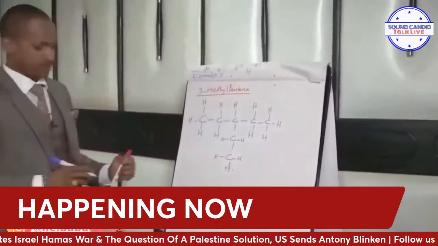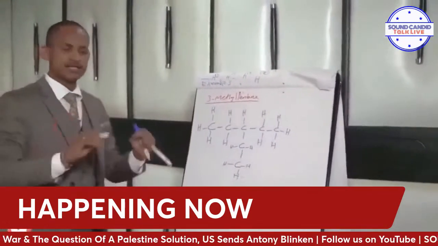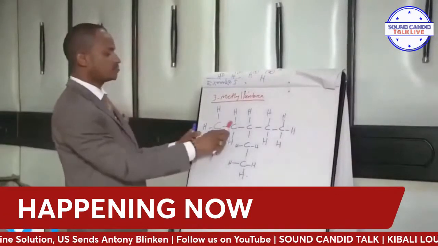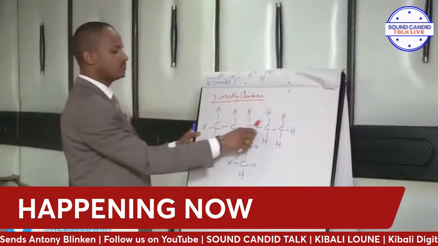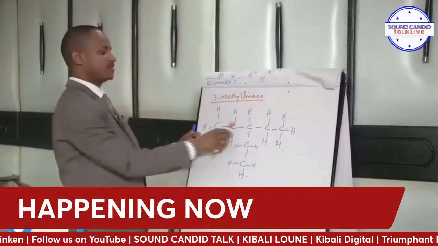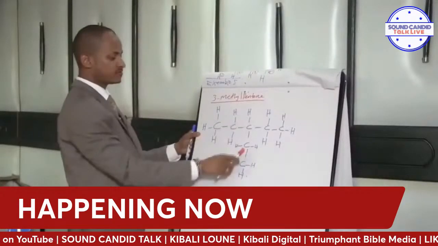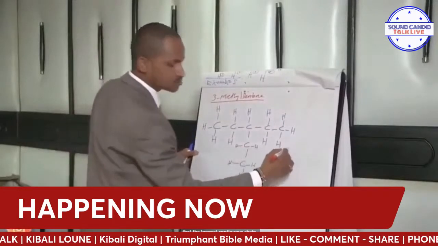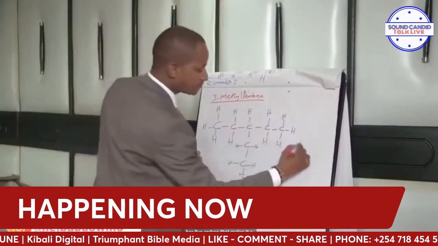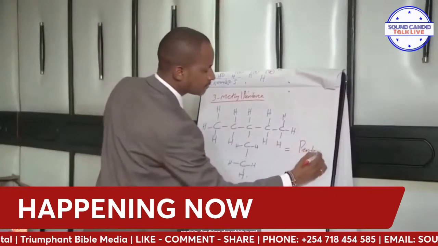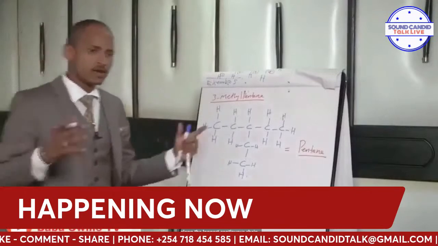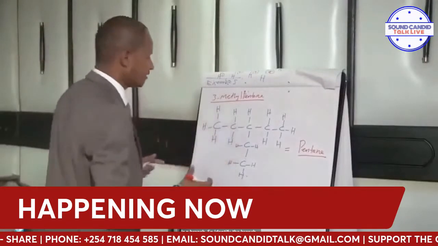Class, be very keen here. Step number 1, as usual, identify the longest. The longest here is 1, 2, 3, 4, 5. If we decide to go this way, 1, 2, 3, 4, 5. If we go this way, 1, 2, 3, 4, 5. So we do agree that the longest continuous chain has 5 carbon. That makes it a pentane. Anything else which is not along the longest continuous chain is a branch.